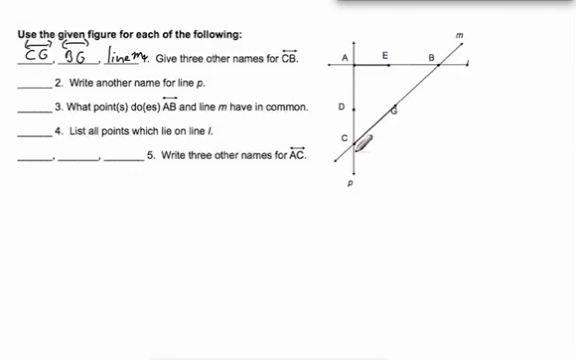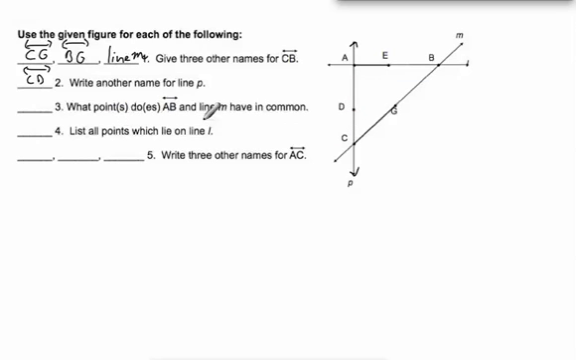Write another name for line P. All we need is 2 points to name a line, and we start with our line symbol on top, and we're going to pick 2 points that are on line P. Here's line P. This is an arrow in case you guys can't make that out. I could call it line CD. There are other names. We could have used CA, DA, line AD, line AC, and I think that's everything, but there may be more out there.